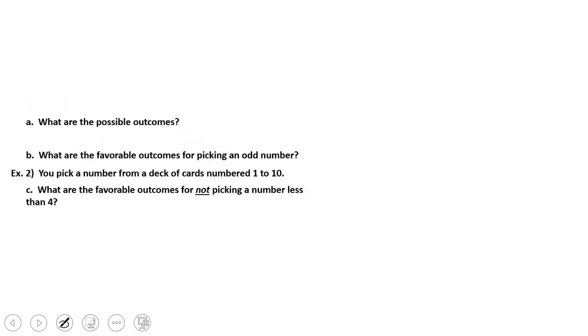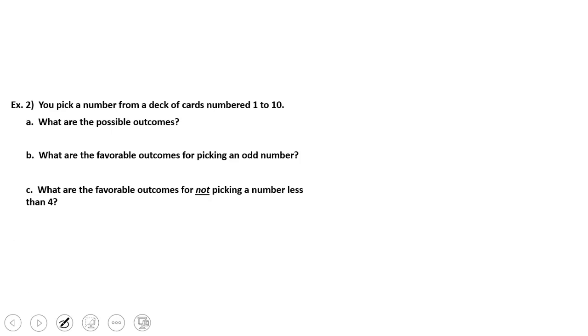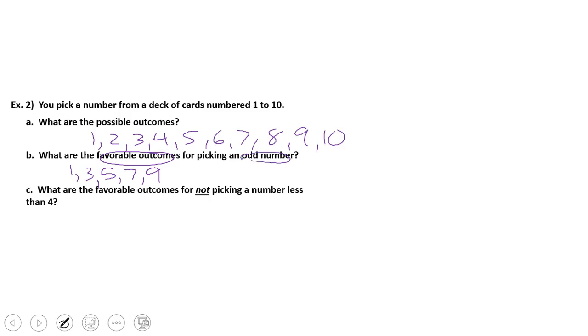Let's see. You pick a number from a deck of cards, and those cards are numbered 1 through 10. What are the possible outcomes? Well, those possible outcomes are 1, 2, 3, 4, 5, 6, 7, 8, 9, and 10. Those are all the possible outcomes. What are the favorable outcomes of picking an odd number? Okay, so there's more than one odd number up here, so we have to list them all. We can pick 1, we can pick 3, we can pick 5, we can pick 7, and we can pick 9. Those are the favorable outcomes for picking an odd number.